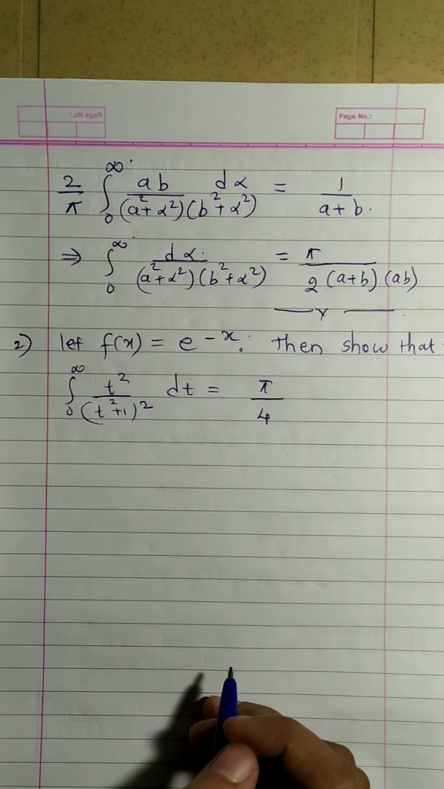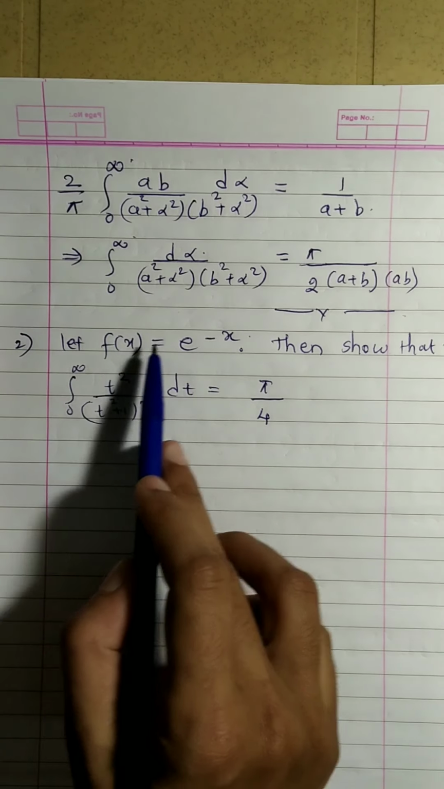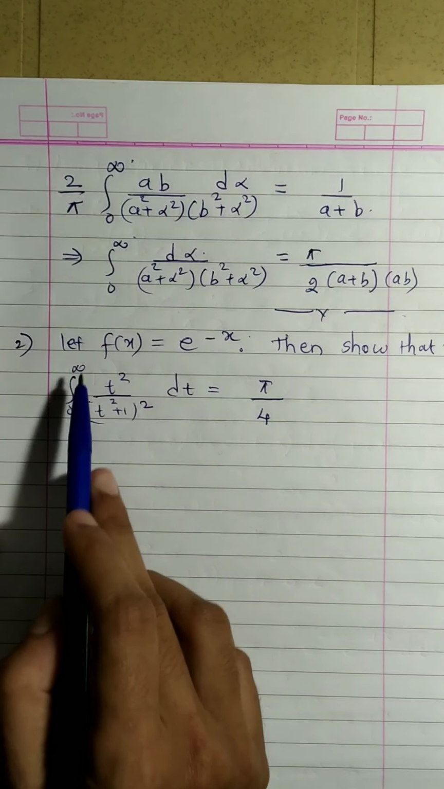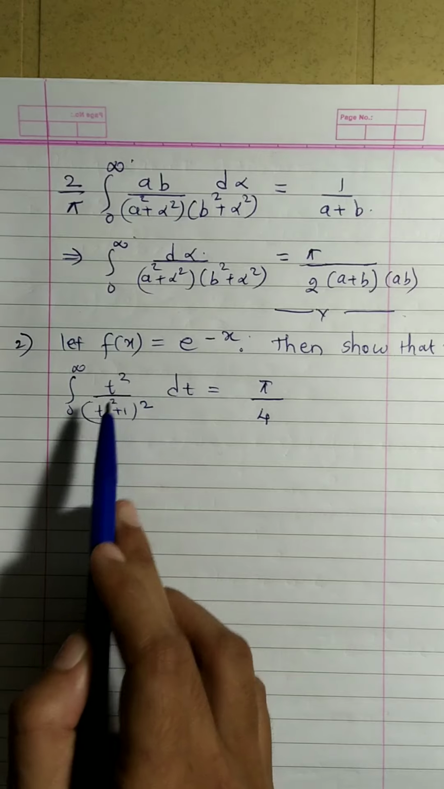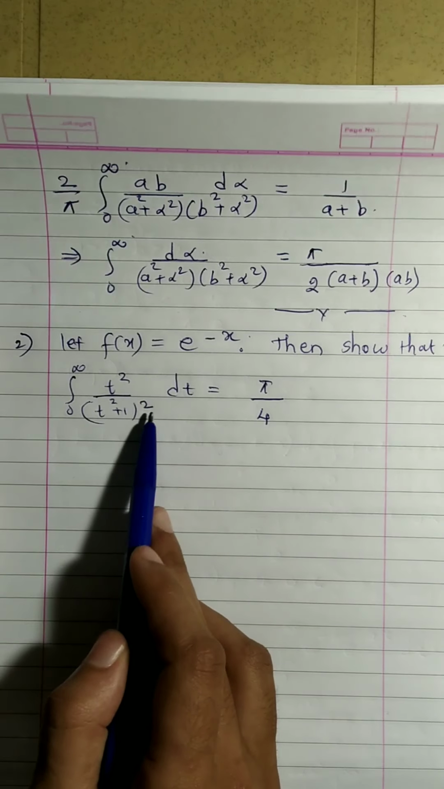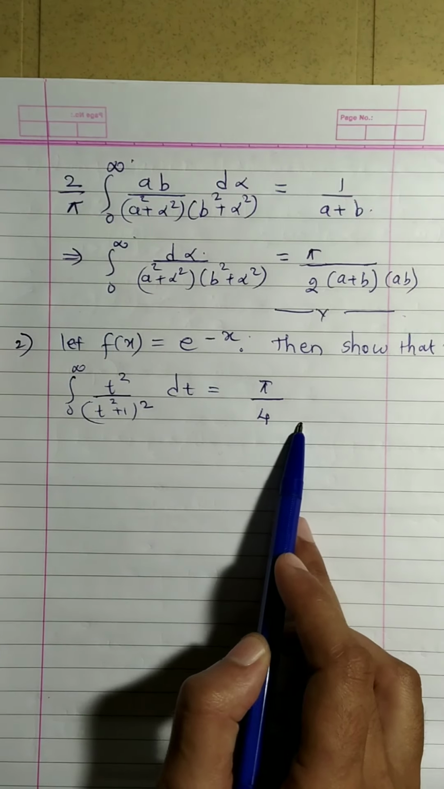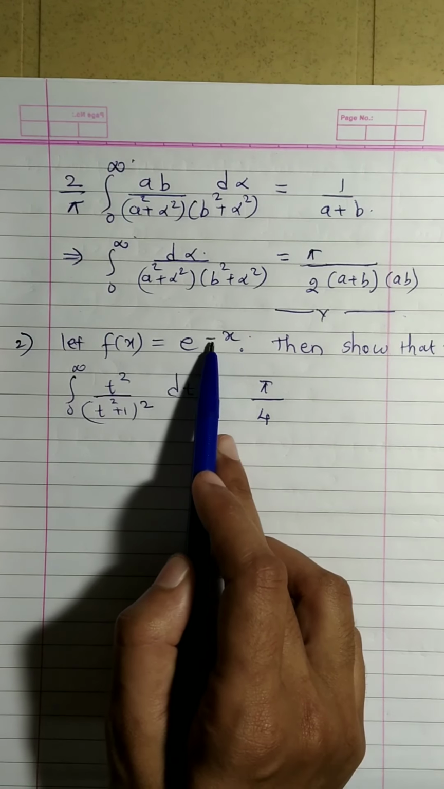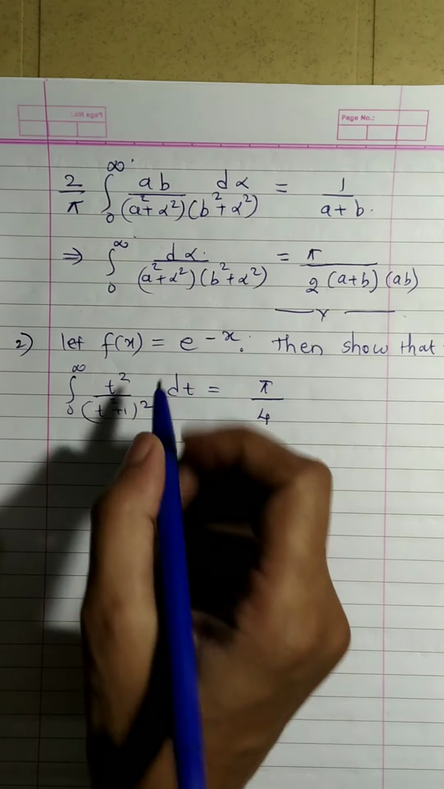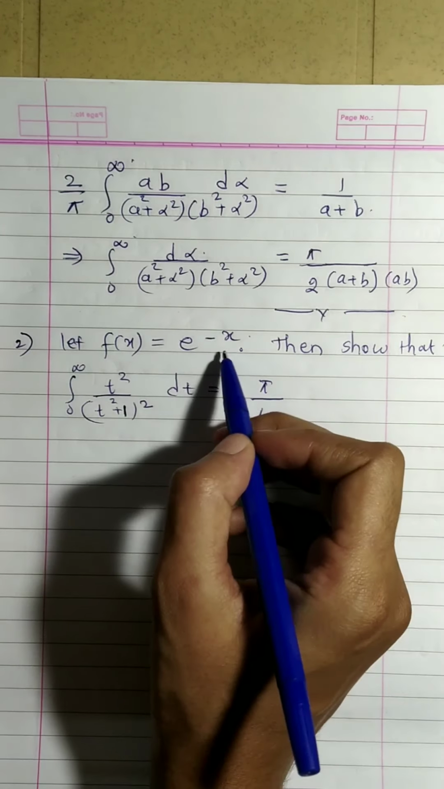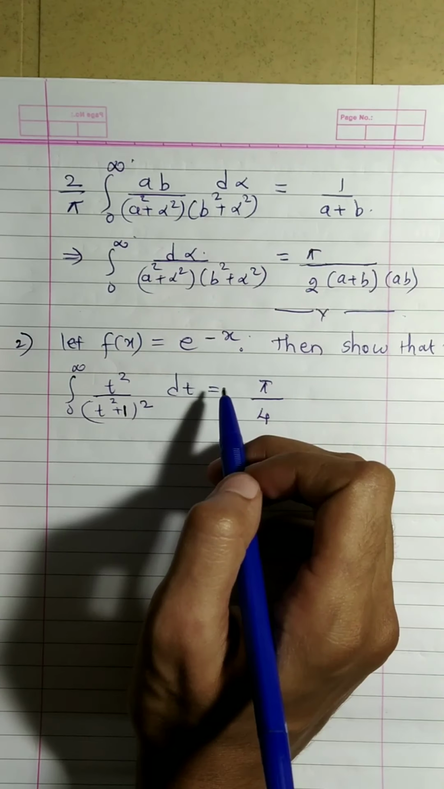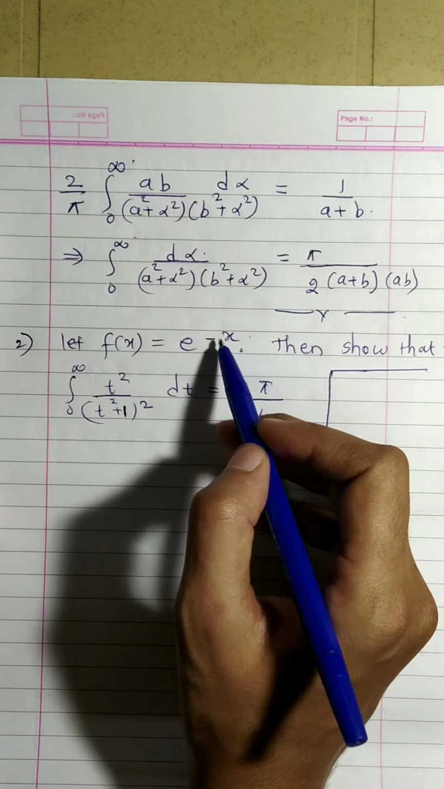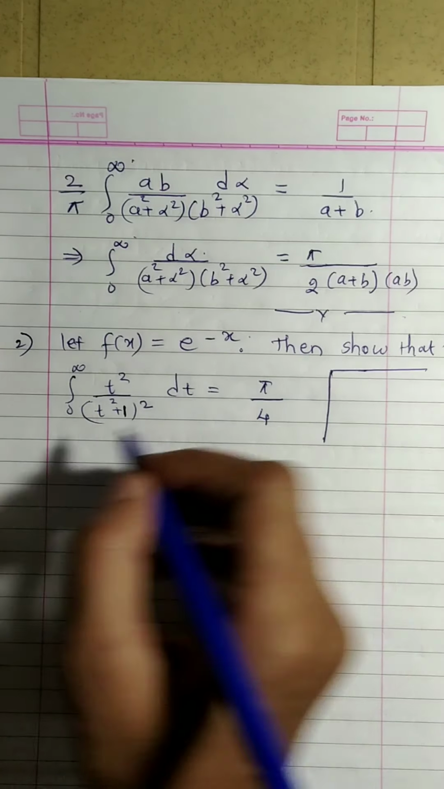Let us look at one more example. Let f of x be equal to e raised to minus x, then show that integral from 0 to infinity t square by t square plus 1 the whole square dt is equal to pi by 4. Here the function f of x is given as e raised to minus x. That means if you compare it with the previous problem, the function is the same, only here a is equal to 1.